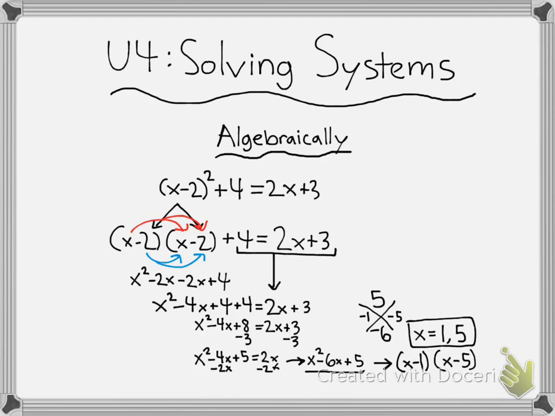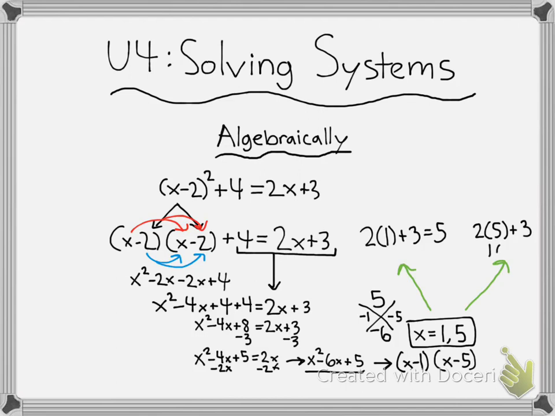So I'll be plugging this into the linear equation 2x plus 3 just because it's simpler, and I won't have to do any squaring. So let's plug in 1 into this equation, so we'll get 2 times 1, which is 2, plus 3 is equal to 5, so that's our y for 1. And for 5, we'll get 2 times 5 plus 3.